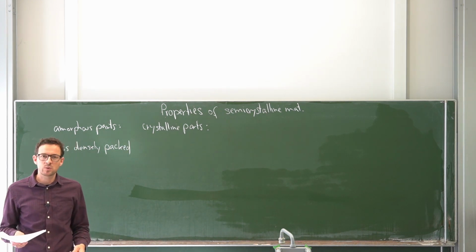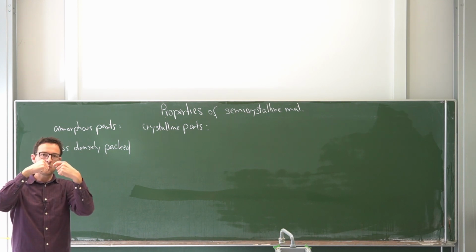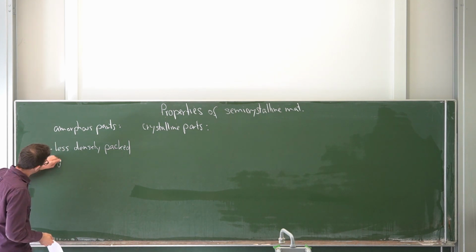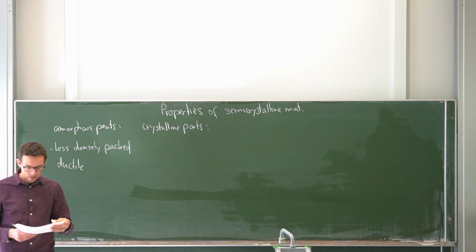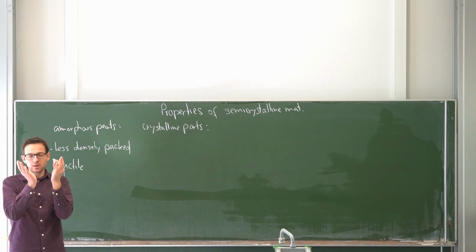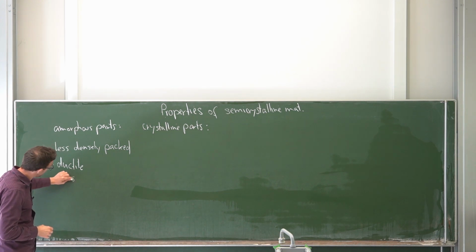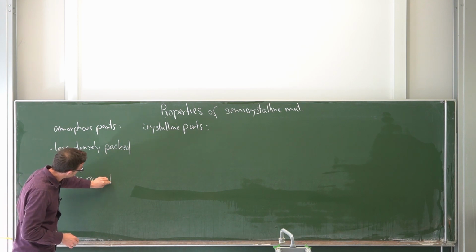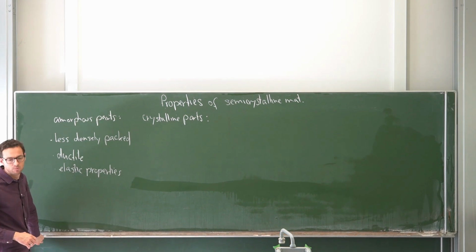And as a consequence of this, because it's not so densely packed, they are rather ductile. So if you bend them, the polymer chains may be able to adapt, at least to a certain extent, of course. And this also gives them elastic properties. Now, if you bend it a little bit or if you stretch it a bit, it will go back into its initial position. And these two are, of course, especially pronounced if it's above the glass transition temperature.